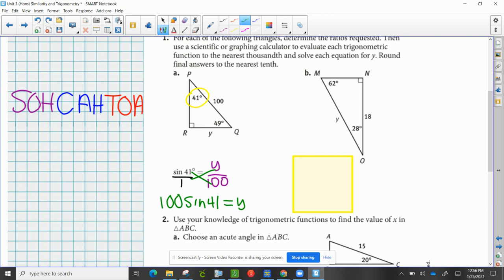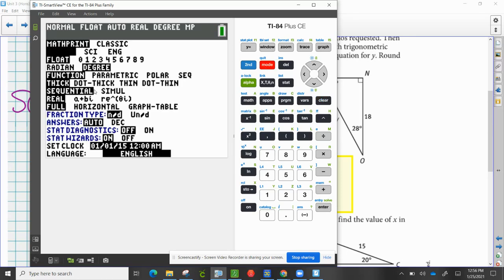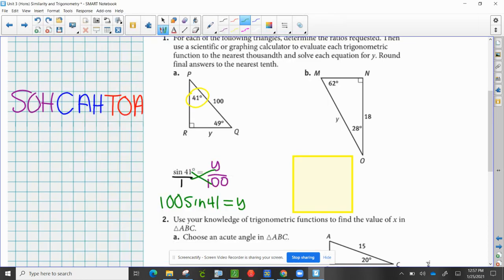So the rest of this I just need to do in my calculator. So we're just going to punch 100 times the sine of 41 in our calculator. Now before you do anything, make sure your calculator is in degree mode. So go hit mode, make sure degree is highlighted. Because if it's not, you're going to get the wrong answer every time. So we just have to type 100 sine of 41. And we round to the nearest tenth. So 65.6 is the answer.